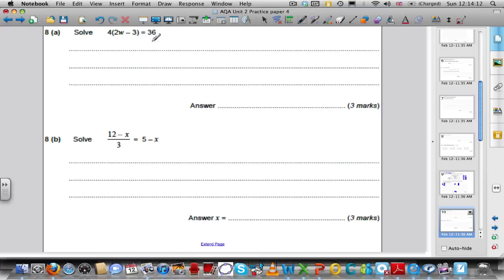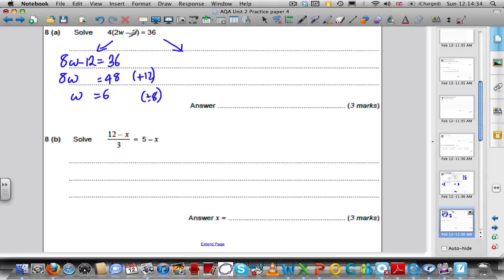Question 8. Solve the following. Okay, two ways to do it. First, expand out the brackets, so you get 8w minus 12 is equal to 36. Add 12 to both sides, so you get 8w is equal to 48. Divide both sides by 8, and you get w is equal to 6.